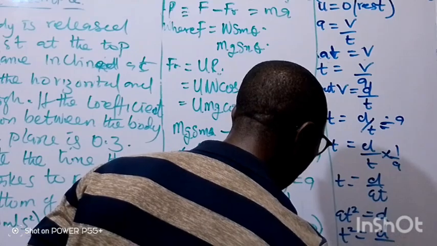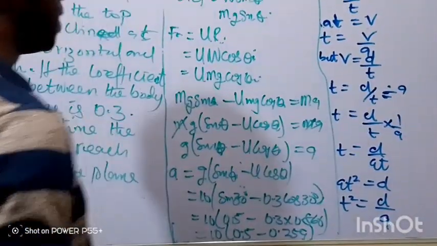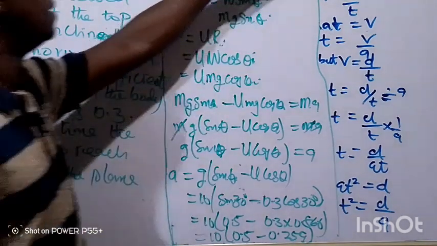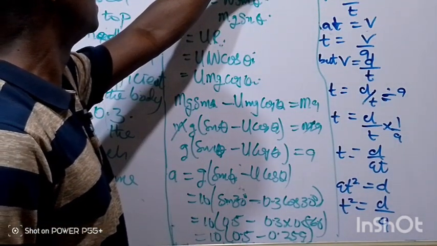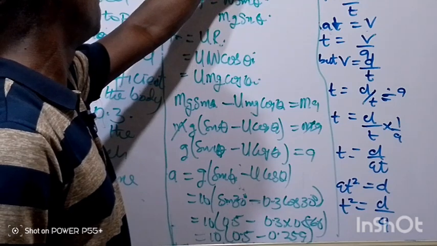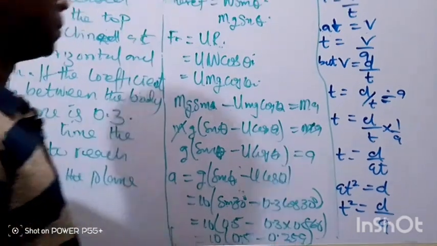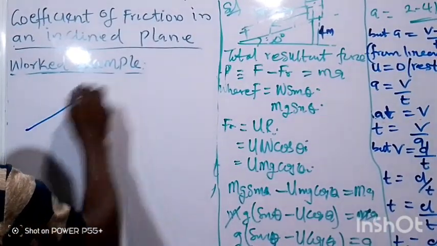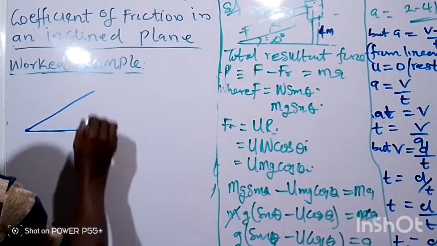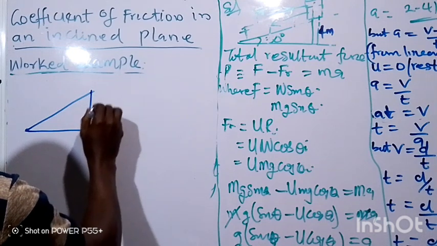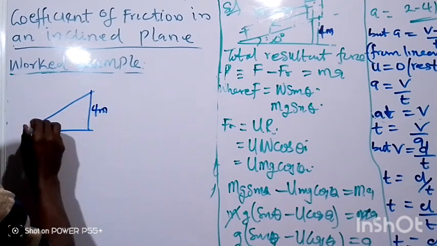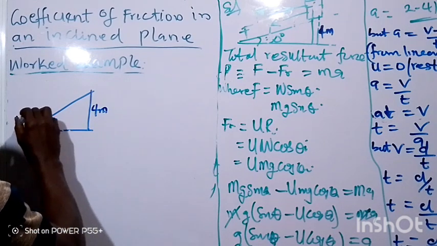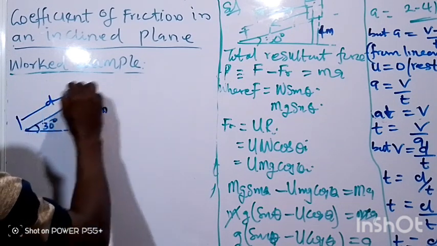Then to calculate d, because d is not given, that is the distance the body moves from the top of this plane to the bottom. Now, let's redraw and show our d. From here to here is 4 meters. Now, this plane is at 30 degrees. From here to here is our d. That is, it moved from this place to this place.